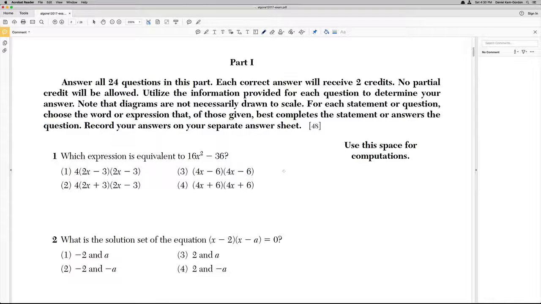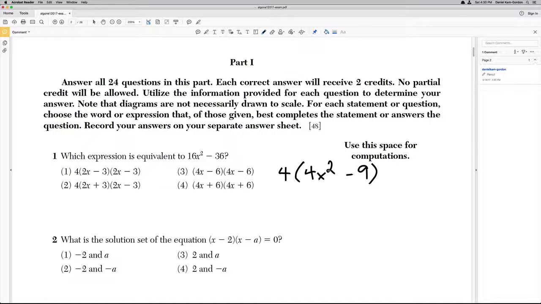All you got to do is factor something out of the 16. It says what expression is equivalent, so they're basically wanting you to factor. So 16 and 36 both go into 4. You can take a 4 out of there, and 16 divided by 4 is 4, so you have 4x squared left inside. And then 36 divided by 4 is 9, so it's going to be negative 9.